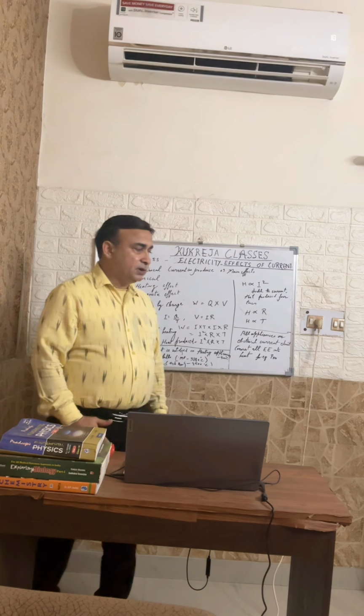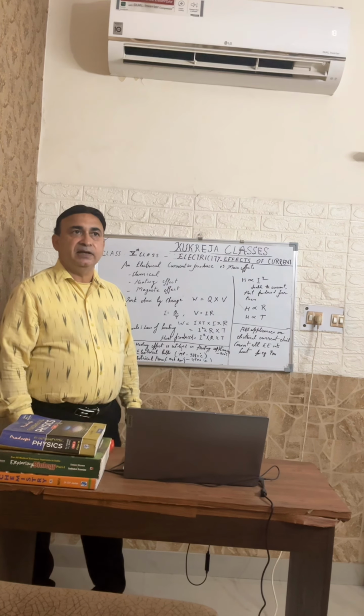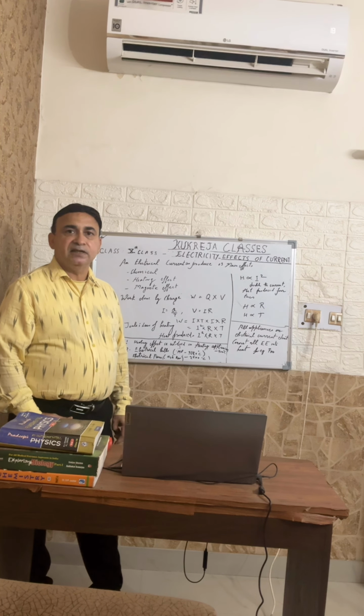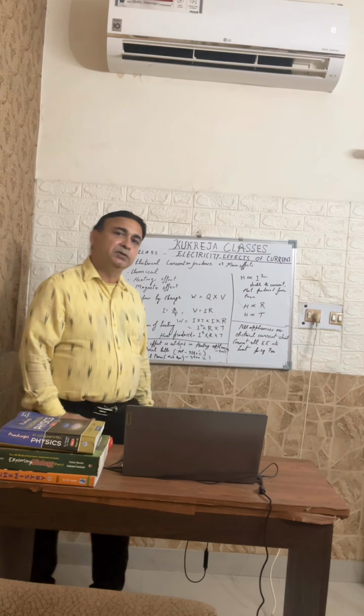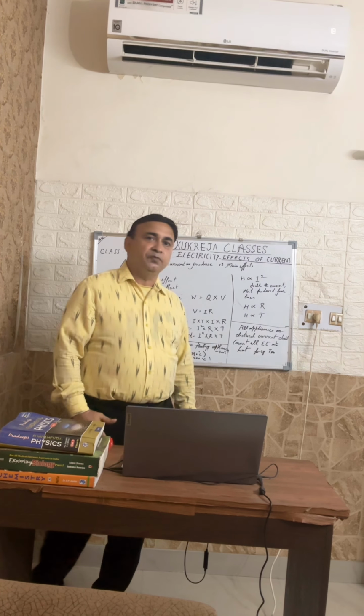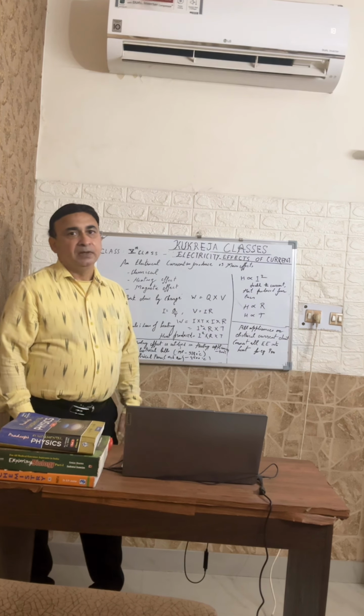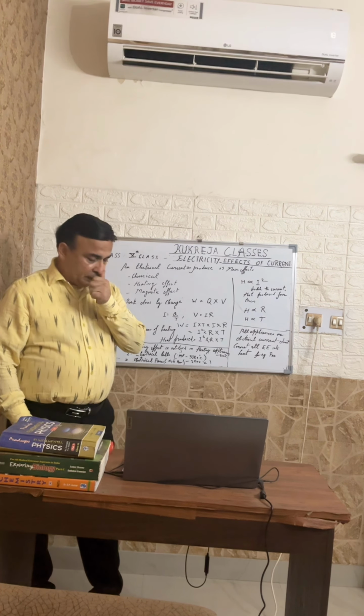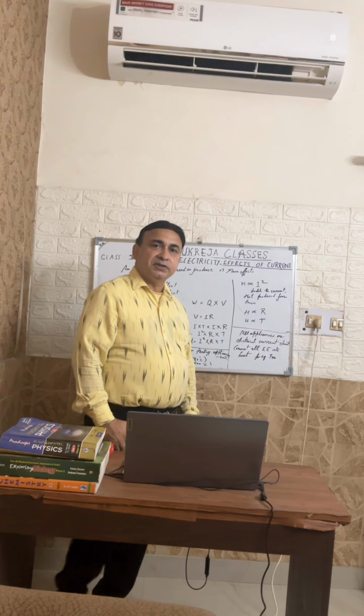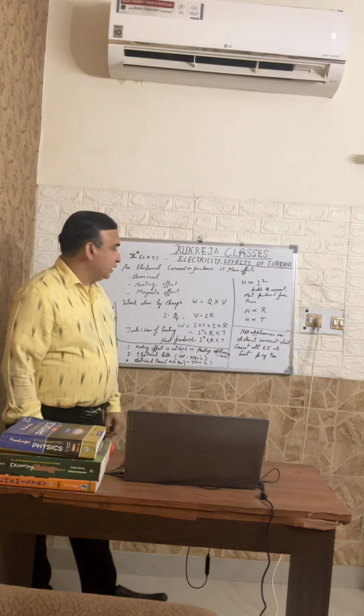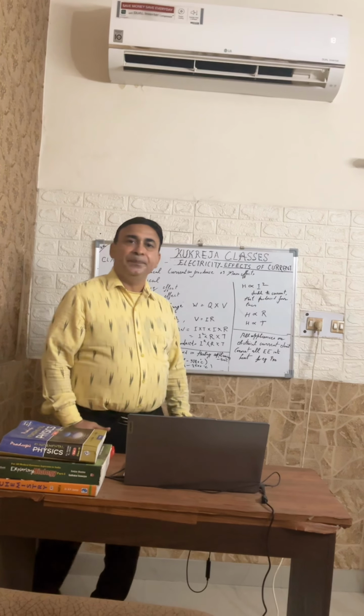In the bulbs, we fill an inert gas like argon or nitrogen or a mixture of both, because if there is air in the bulb, the hot tungsten filament would get oxidized or burned off. That's why we fill the bulbs with inert gas.